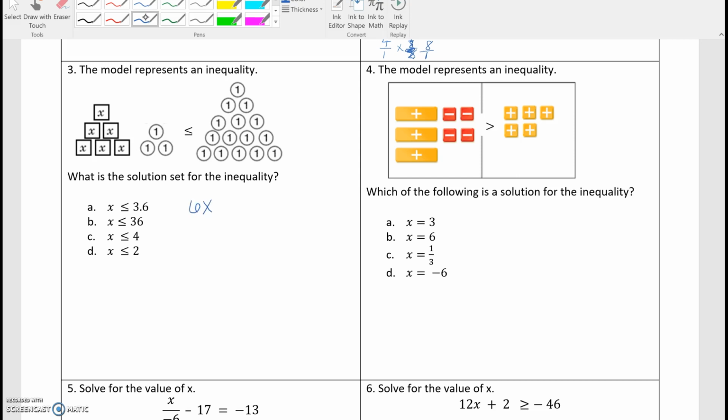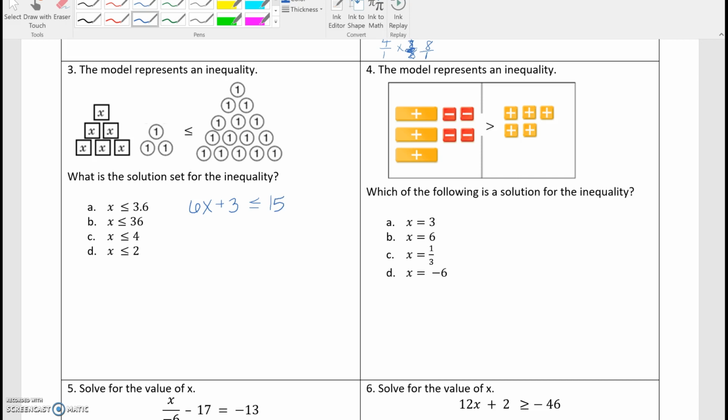And then here it just says 1, so it's a positive 1. So we have 1, 2, 3. So we're adding 3 to the 6x, and we're saying it's less than or equal to, then I'm going to count all these over here. 1, 2, 3, 4, 5, 6, 7, 8, 9, 10, 11, 12, 13, 14, 15. Less than or equal to 15.